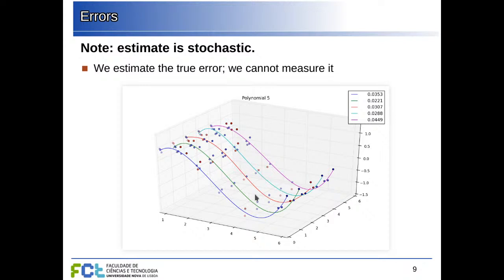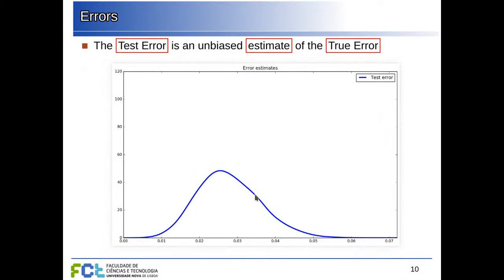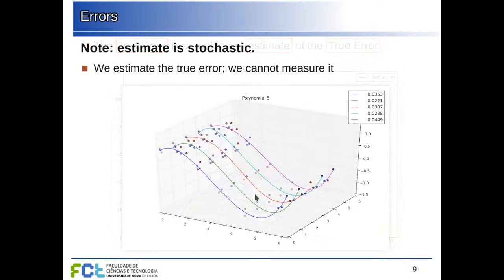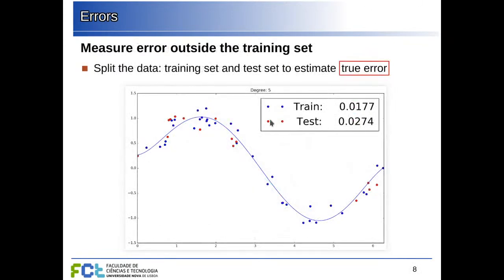So this is an important idea: we cannot measure the true error, but we are taking a sample when we do this operation of splitting our data into training and test, and then fit to the train data and evaluate the error on the test data. We are taking a sample of what a possible test error can be.